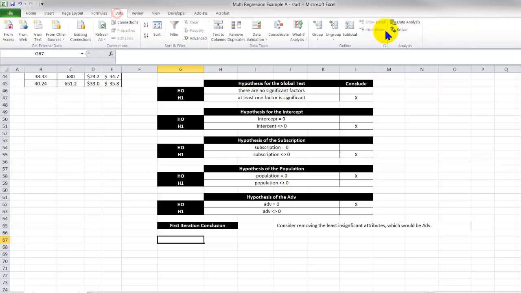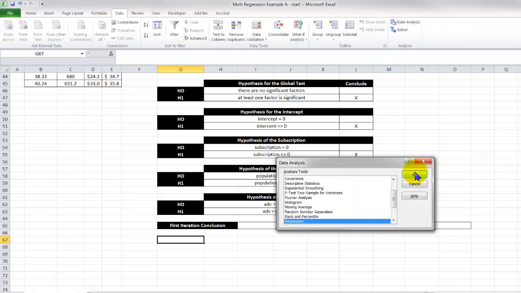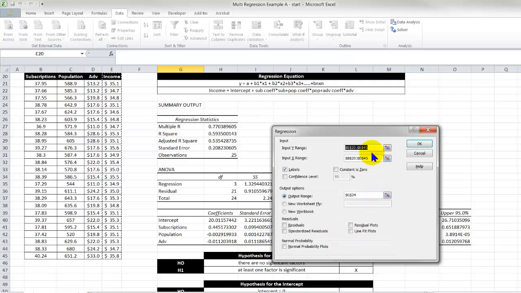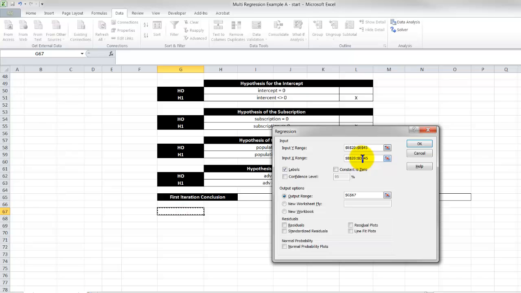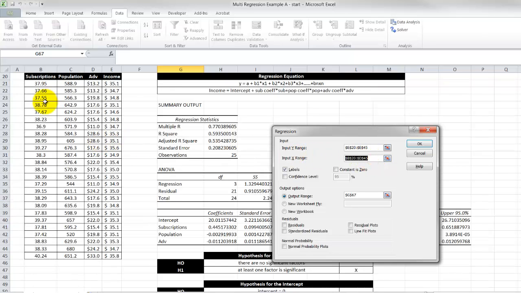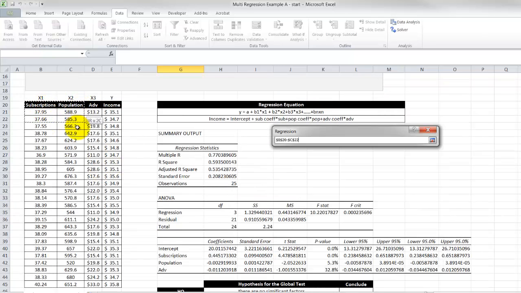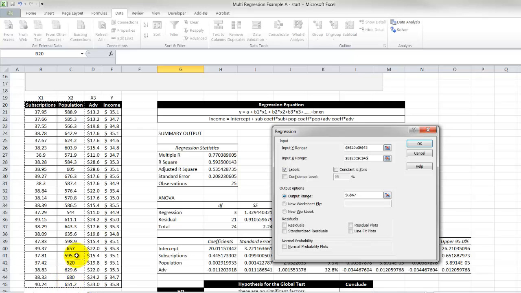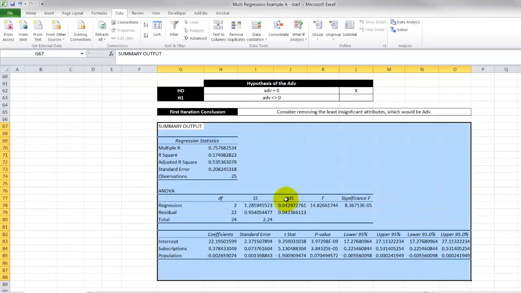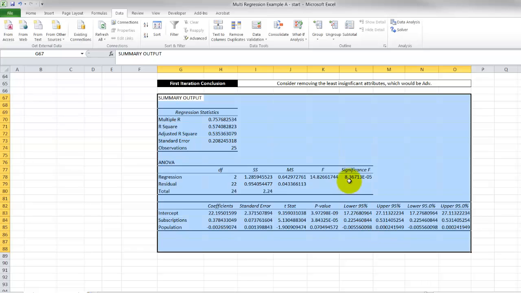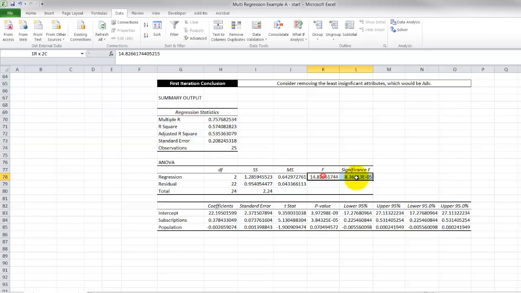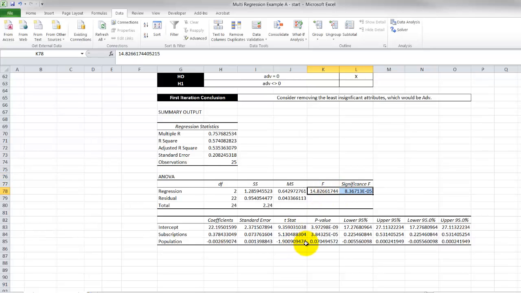So we have data analysis, regression. Everything stays the same except for the location of the report, which I want to put below here, and the set of X's. I'm going to use both subscription and population and not use X3. Let's go ahead and hit OK. This is the second generation. We have one less attribute. We are still significant. At least one attribute explains the variation in the Y attribute.